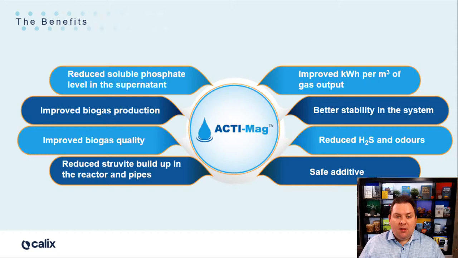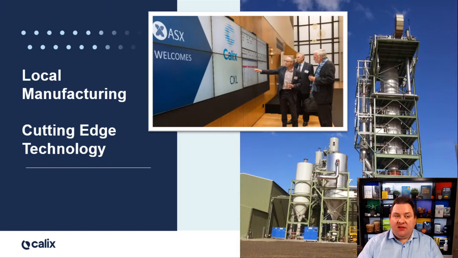Better stability in the system, so controlling the pH and alkalinity really well. ACTI-Mag is fantastic for that. Reducing hydrogen sulfide, so you don't have as much maintenance cost in terms of repairs on the electrical generator, and it really is a safe additive. You can apply it to the process without too many risk mitigation measures. Much safer than something like caustic. The ACTI-Mag is produced locally through cutting edge technology.